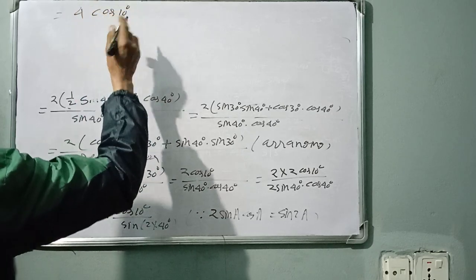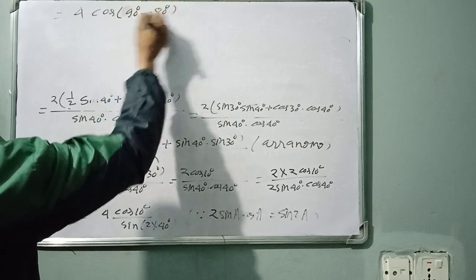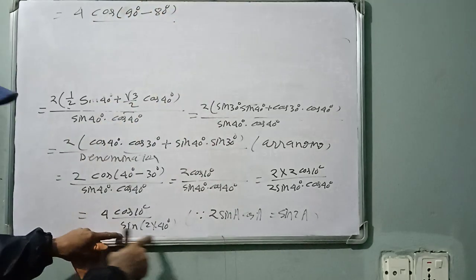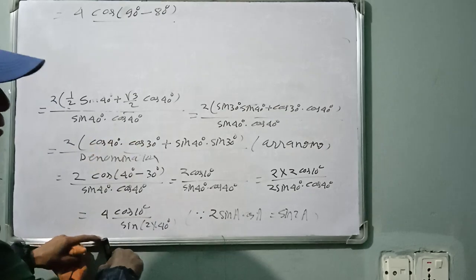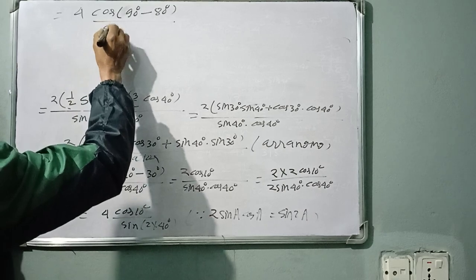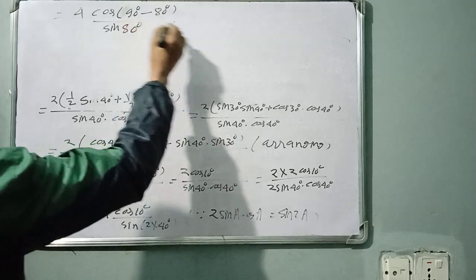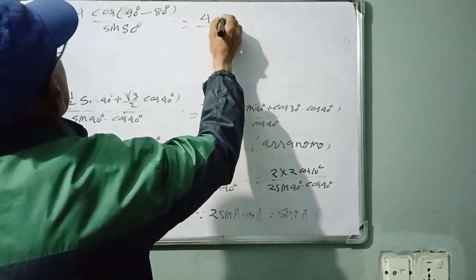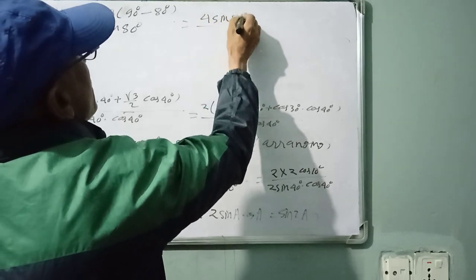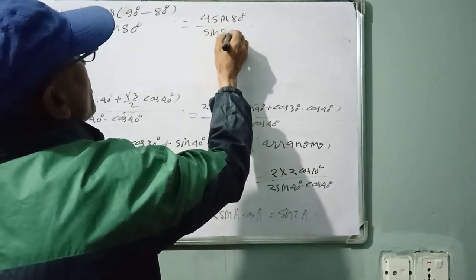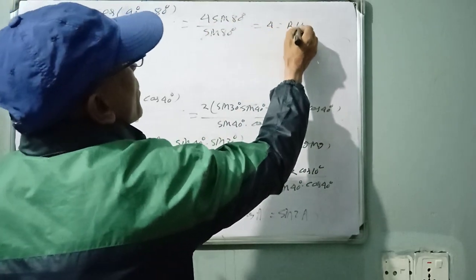4 cos 10, there you can write 90 minus 80 degree. Why? To get the same ratio. Either both can be sine or both can be cos. Upon sine 2 into 40, which is 80 degree. 4 cos 90 degree minus A is sine A. Denominator also sine 80 degree. Cancel. 4, the right hand side.